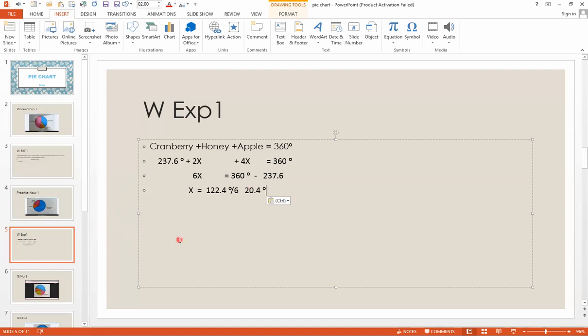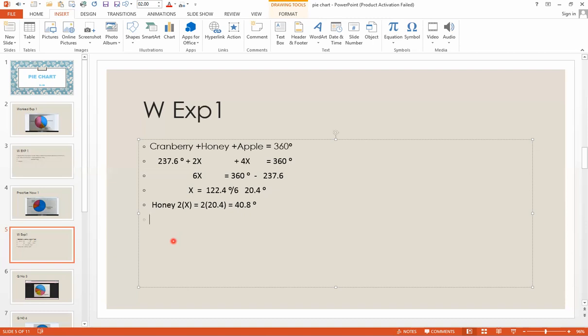Now it becomes very much easier that I'm able to find the value of honey. And what is the value of honey? It is equal to 2x. Okay. And what is the value of x here? We have already found it. So the value of x is 20.4. And now, in degree, we will find the value of honey, that is 40.8 degree. Clear हो गया?